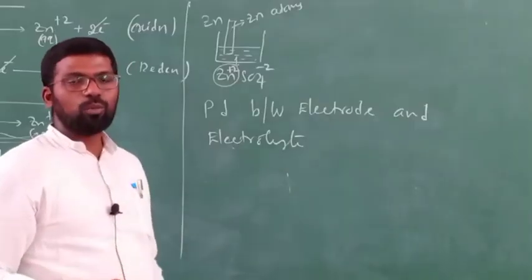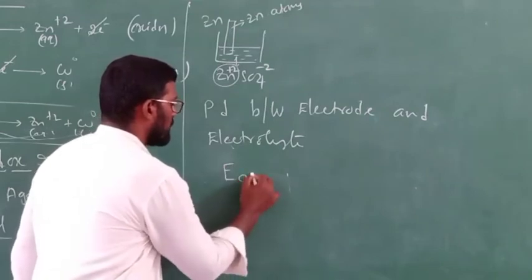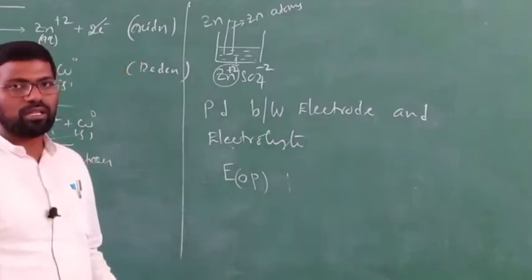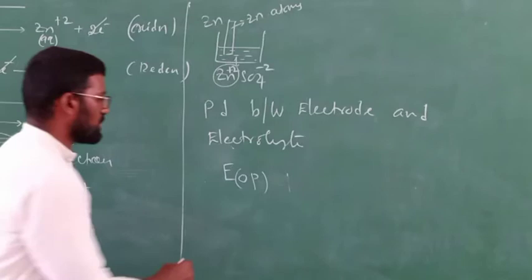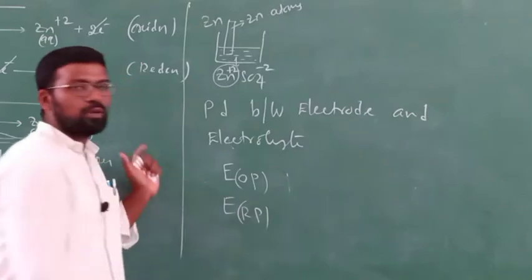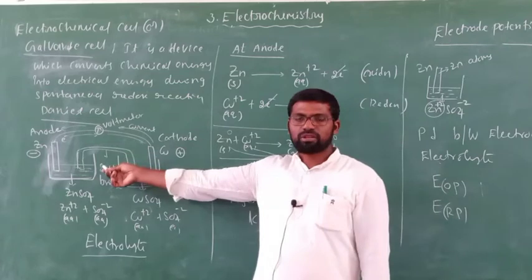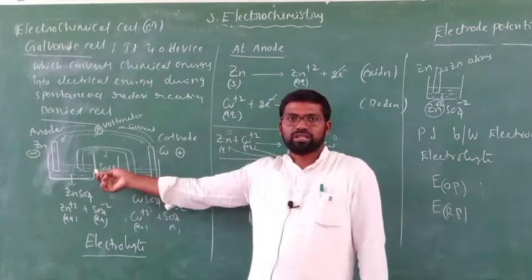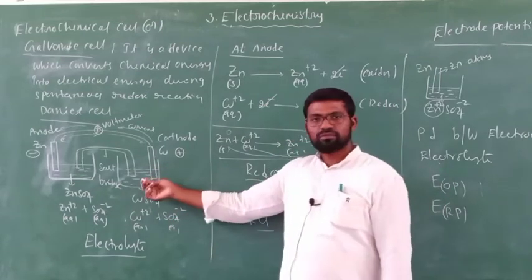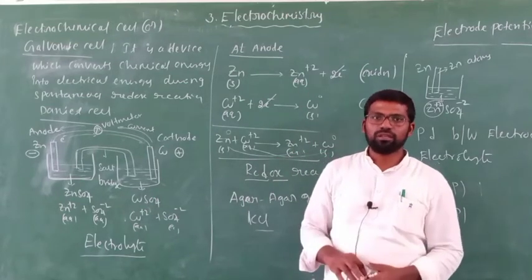If any electrode has more tendency to lose electrons, it is called oxidation potential, EOP. If any electrode has more tendency to gain electrons, then it is called reduction potential, ERP. So in the present case, which one has more oxidation potential? Obviously, the zinc rod has more oxidation potential because it has more tendency to lose electrons. And which has more reduction potential? Yes, copper has more reduction potential because it has the tendency to gain electrons.